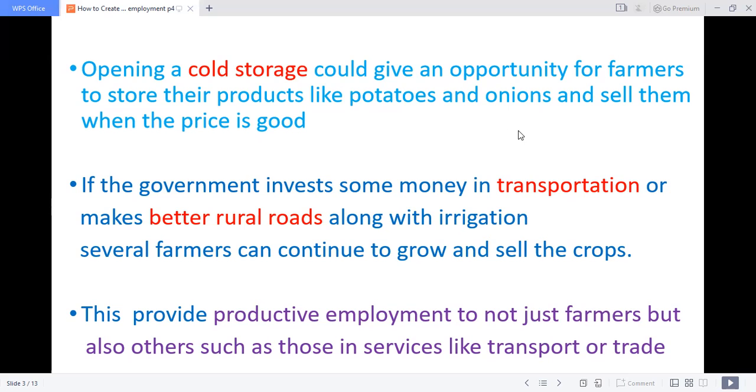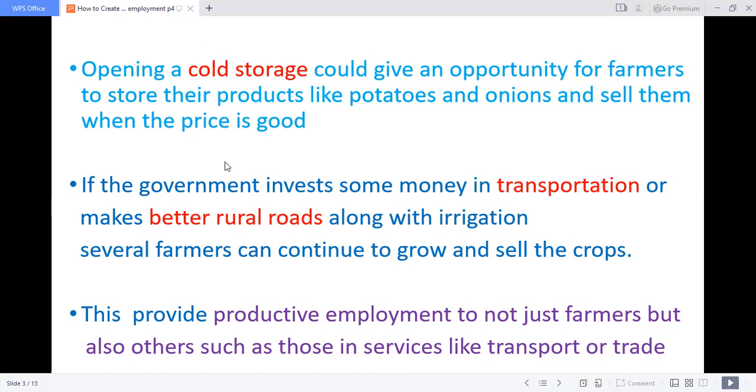It will go bad. Vegetables and fruits are all perishable items. If the farmers are provided with cold storage facilities, they will be ready to produce, they will be ready to cultivate these items, and they can store them till they get better prices. So availability of cold storage will increase production, and by that increase employment opportunities.